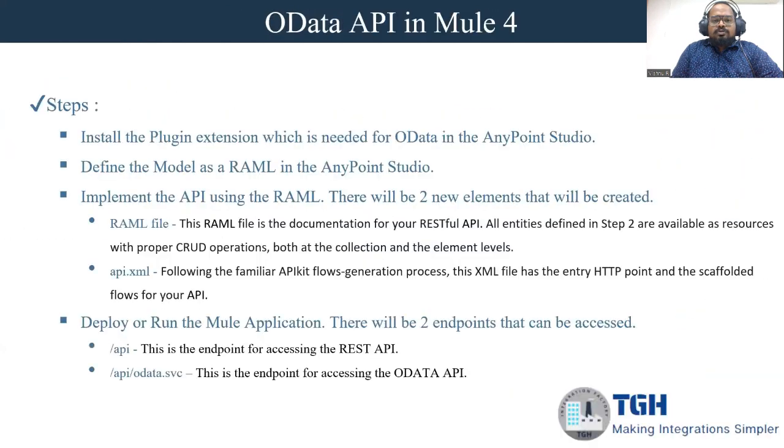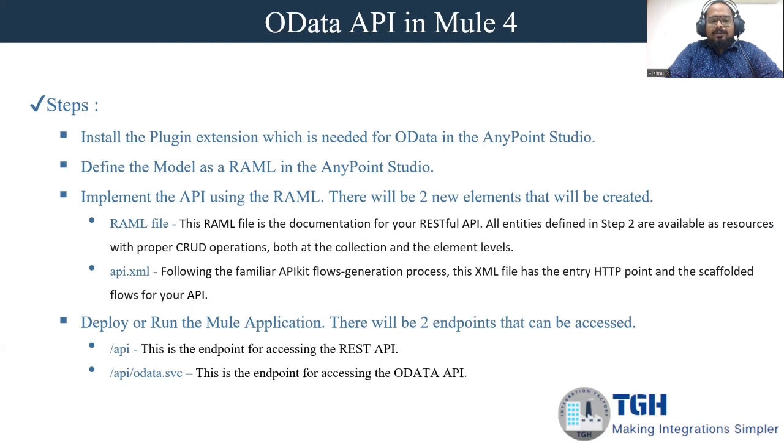Now, how can we implement this OData API in Mule 4? There are some steps. I'll guide you through the steps, then I'll go for the practical implementation. The initial step is to install a plugin in our Anypoint Studio that is needed for OData. Once we install the plugin, we need to define the model. The model will be in the format of RAML. Using that RAML, we can create the OData API, which will create the flows.